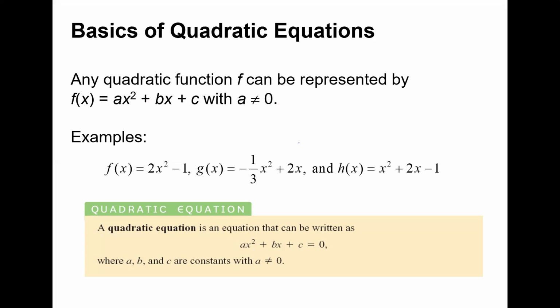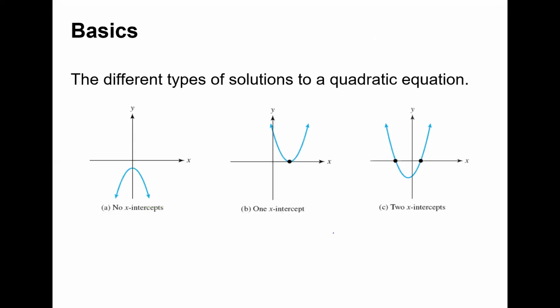Now, a quadratic equation is an equation that can be written in the form ax squared plus bx plus c equals 0. And again, the a cannot equal 0. Now, the different types of solutions to these quadratic equations are: there's no solution, so there's no intercept; there's only one intercept, where it touches at the vertex, basically; and there's two intercepts, where it touches somewhere along the parabola in two places.